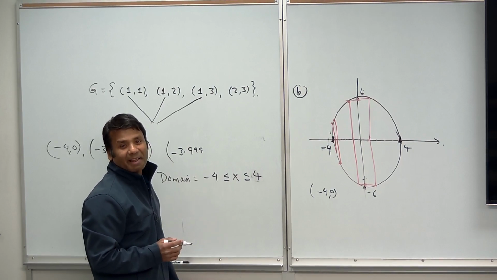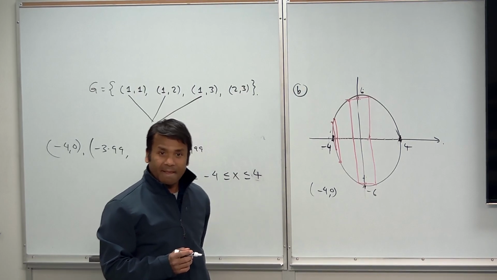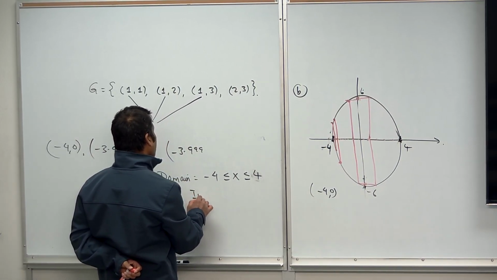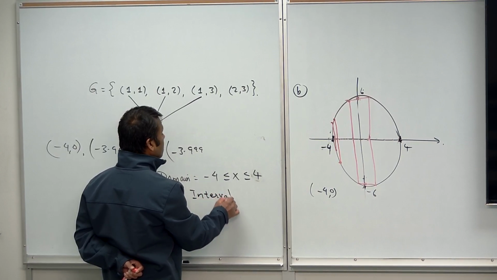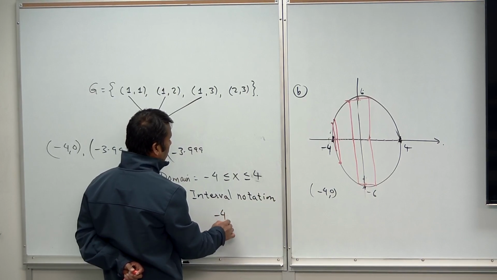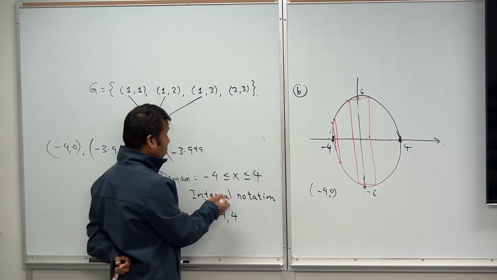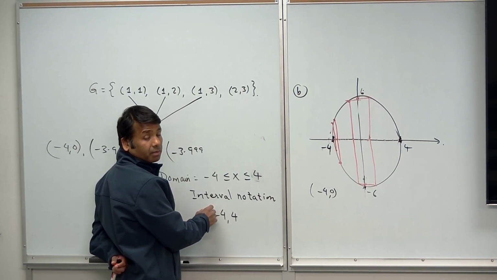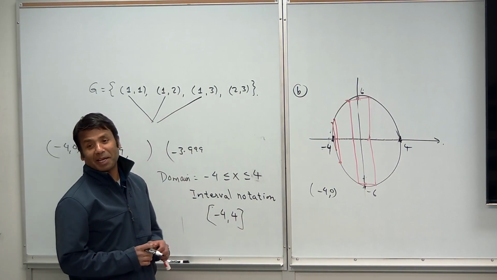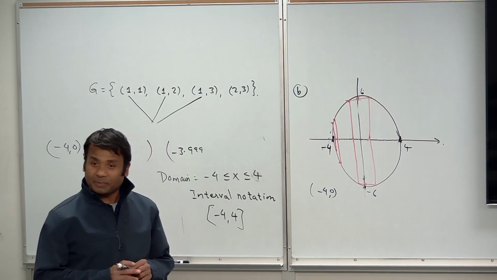So this is the domain. When you're writing in interval notation, you just write it as negative 4, 4. But you see, this is a non-strict inequality, so what do you put here, parenthesis or bracket? Bracket. You got it. So this is the domain, guys, because domain is the set of x values.